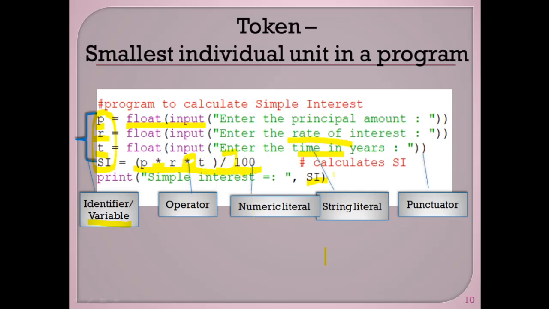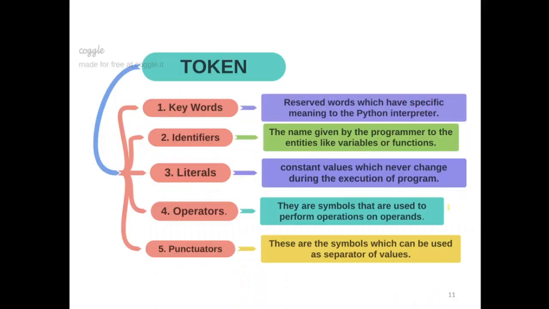This is a numeric literal. Enter the principal amount, enter the rate of interest, enter the time in years, and the simple interest: all these are enclosed in double quotes. Values enclosed in double quotes are string literals. And I have used bracket closing here. Bracket closing: these are separators called punctuators. These are the different tokens available in a program.